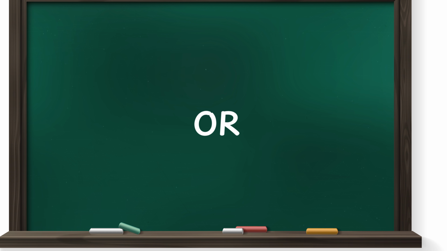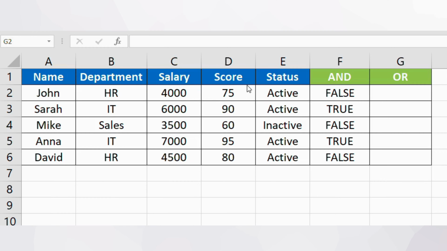The OR function is similar to the AND function, but only one condition needs to be true. Here, Excel checks whether the salary is above 5,000 or the score is above 60. If at least one condition is true, Excel returns true. In cell G2, I type equals OR, C2 greater than 5,000, D2 greater than 60. It returns true because at least one condition is true.